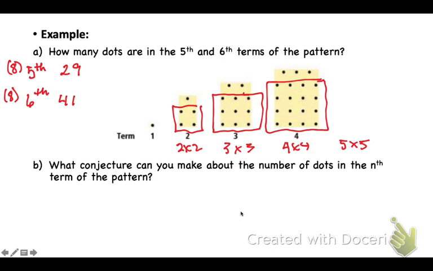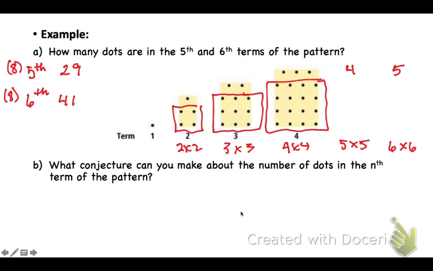The next one is going to be what? 4. That's how I figured it out. So 5 times 5 plus 4 is 29. And the next one is going to be 6 times 6 plus what? 5. And 6 times 6 is 36 plus 5 is 41.